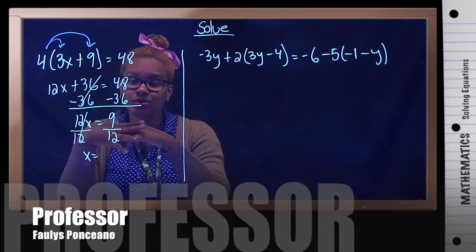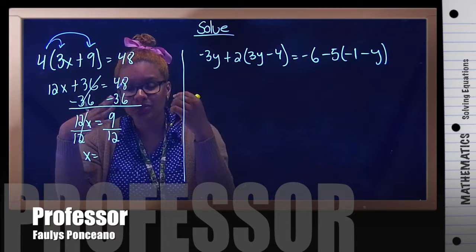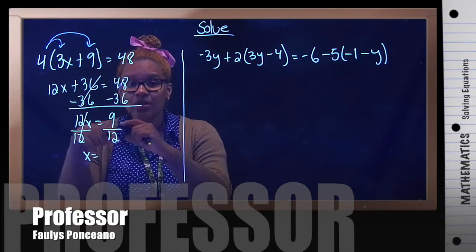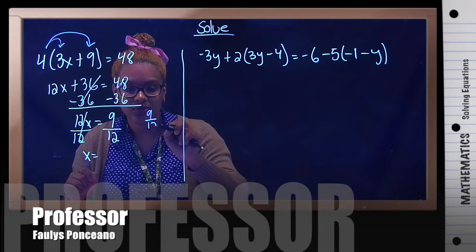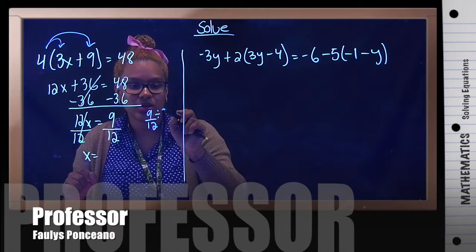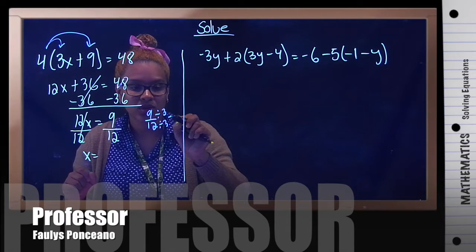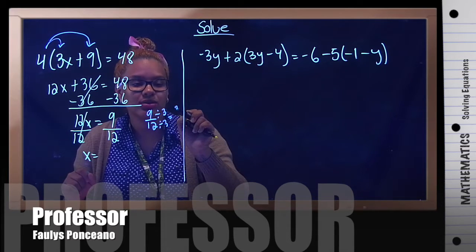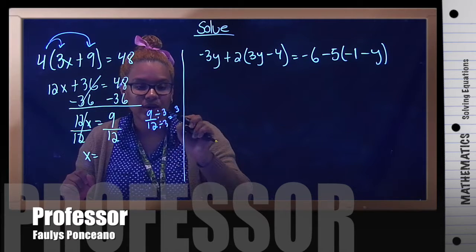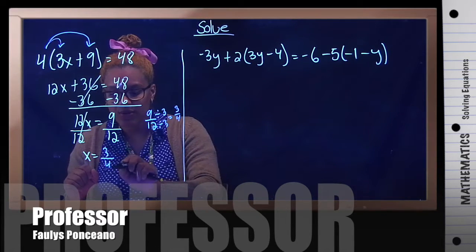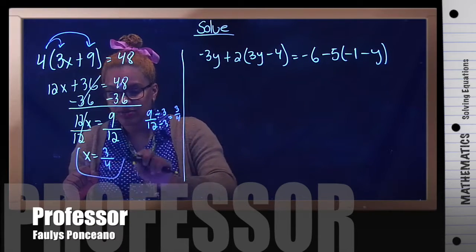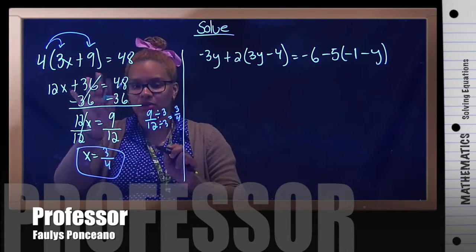Now you have 9 over 12. You want to always see if you can simplify. So the 9 over 12 reduces. And it does. You have 9, 12. Common factor between them is 3. 9 divided by 3 is 3. 12 divided by 3 is 4. So you have 3 over 4 as the answer for this example here.